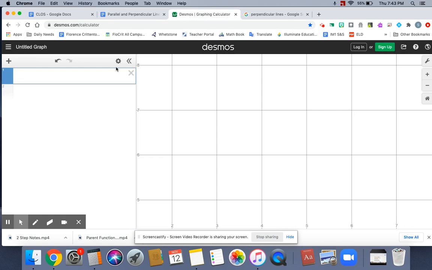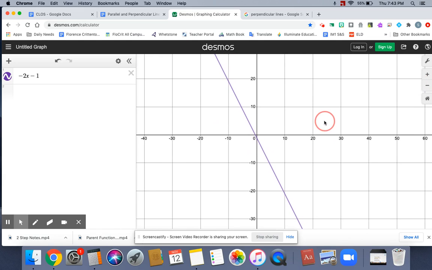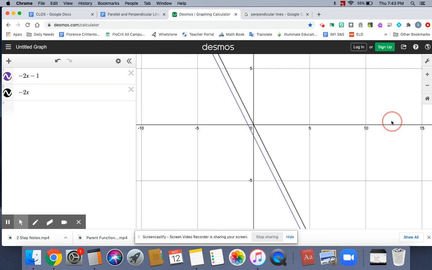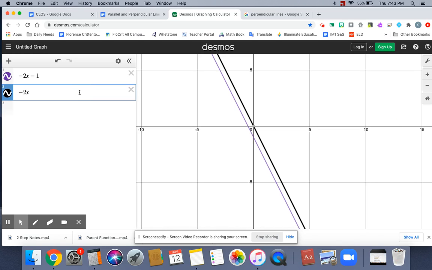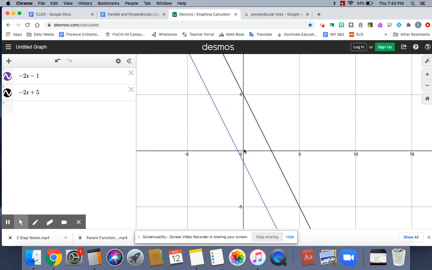And you can test it. -2x minus 1 is going to look like that. And then -2x. And these already are parallel if I didn't even add anything at the end. But I could put +5 if I wanted to, and it just separates them apart a little bit more.